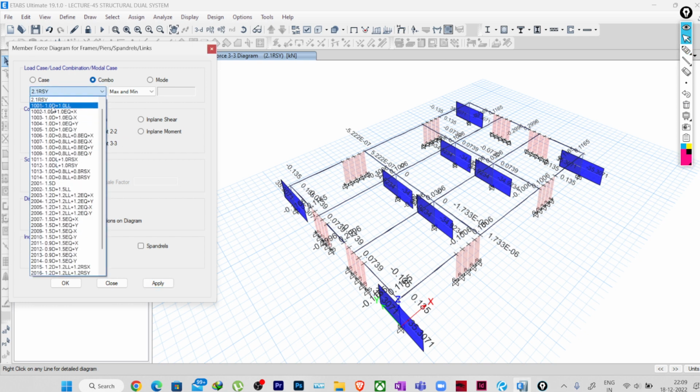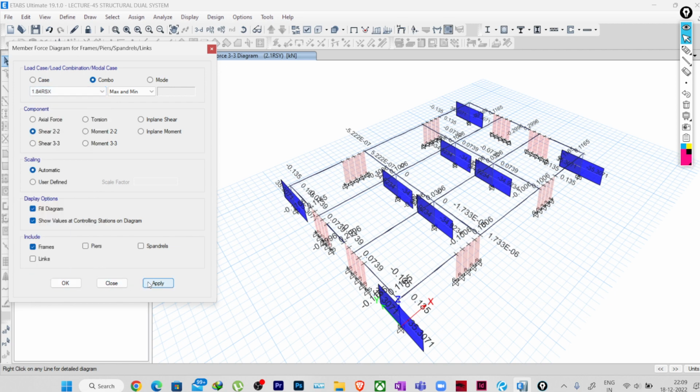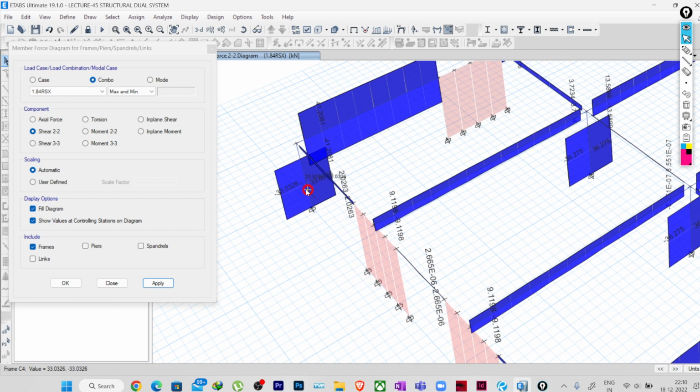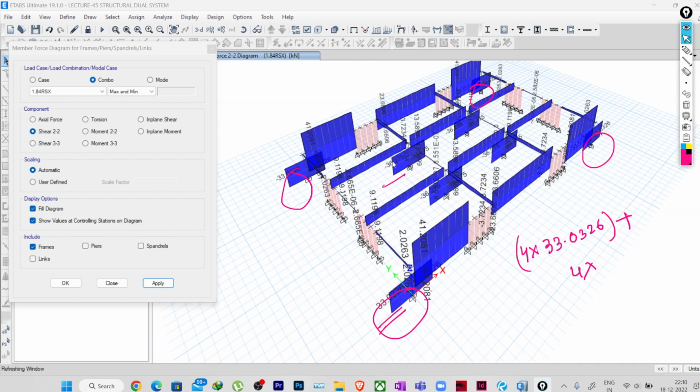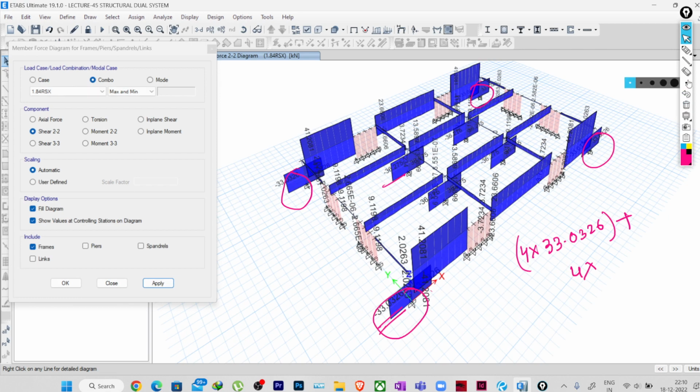I'll change it to shear 2, x direction, 1.84 RSX. Apply. So you can see here 33.0326. So it will be 4 multiplied by 33.0326. 4 means this 1, 2, 3 and 4. You can see it is 33.0326 plus 4 into, here it is, 36.275. Most probably, let me check. Yes, 36.275.